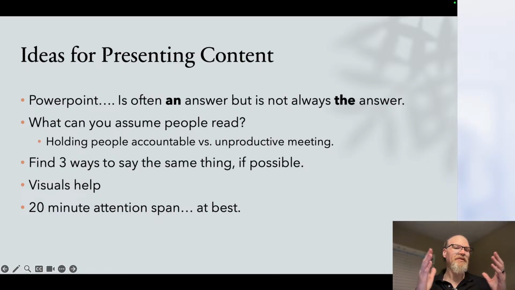And if you have 75 minutes, like you all do, that means you're going to have to change things up. You can't do the same thing for 75 minutes. You can't just talk at someone for 75 minutes. You have to find ways to engage them. And that's what we're going to really talk about on the next slide.